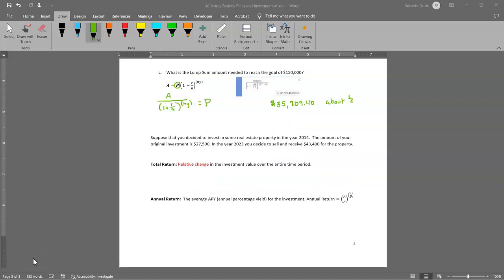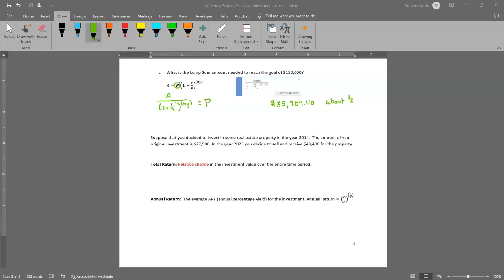So we've looked at comparing how much money is actually earned, how much is invested. Let's look at two other ways to compare investments. Suppose we invested money, got some real property, and we purchased something in the year 2014 for $27,000. In 2023, we sold it for $43,000. What is the total return on that investment? That is the relative change over the entire time period.